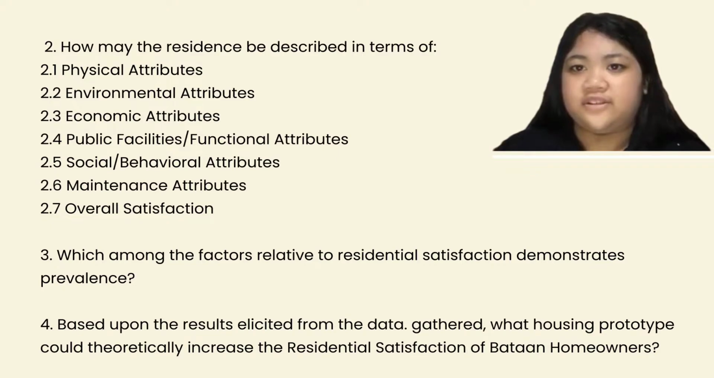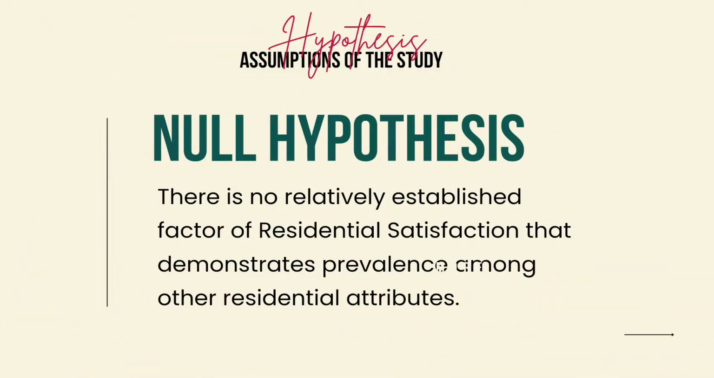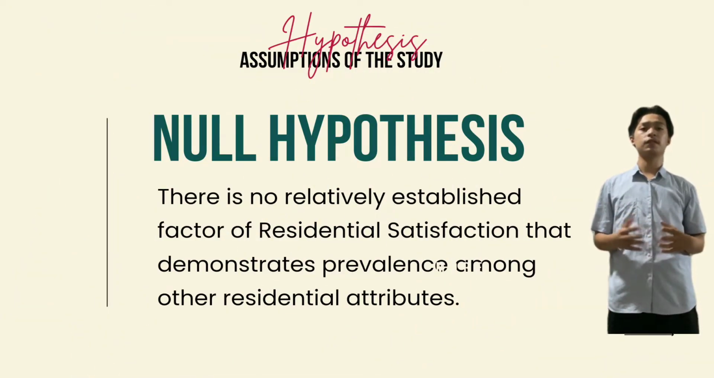Number 3. Which among the factors relative to residential satisfaction demonstrates prevalence? Number 4. Based upon the results from data gathered, what housing prototype theoretically increases the residential satisfaction of Bataan homeowners? Hypotheses or assumptions of the study. There is no relatively established factor of residential satisfaction that demonstrates prevalence among other residential attributes.